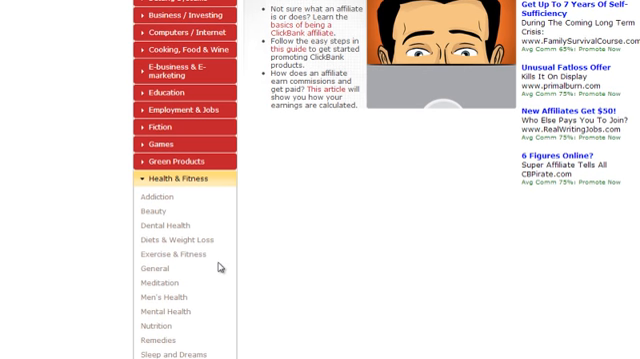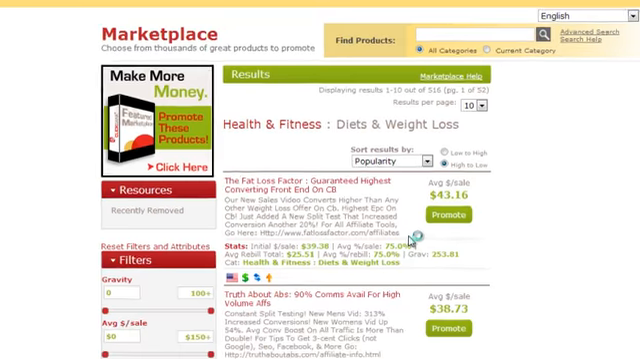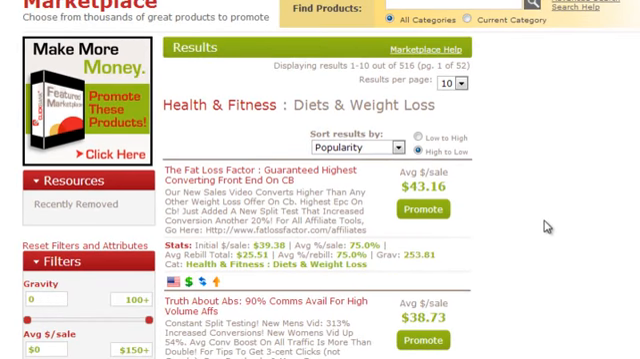So we'll scroll down and we can see within health and fitness there's a huge amount of sub-niches, everything from yoga to dental health, beauty, addiction. But I'm going to look at diets and weight loss. And so this is a possible niche.